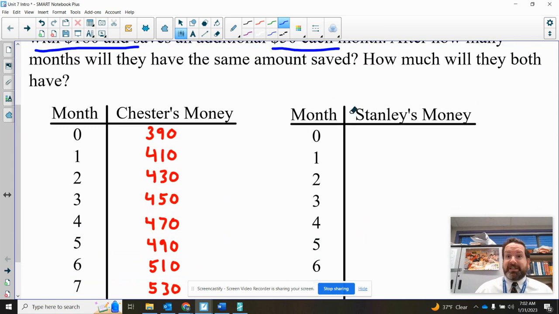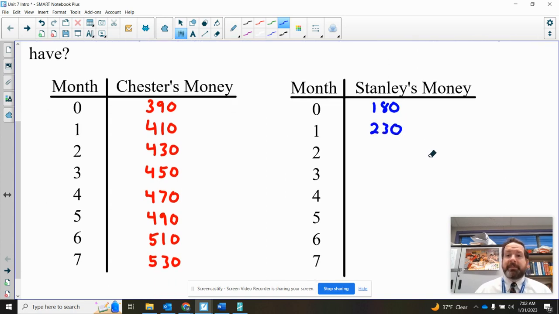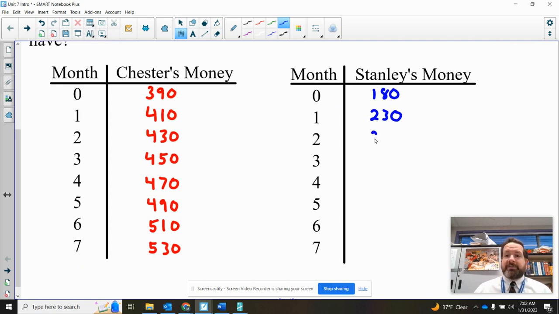Okay, I hope you paused. Now let's see if our numbers match up. So starting with 180, after 1 month, he'll add on $50 to that for a total of 230. Another 50. Another 50. So notice his numbers are growing very quickly. $50 a month, that's a lot that he's saving. So he's starting to catch up.